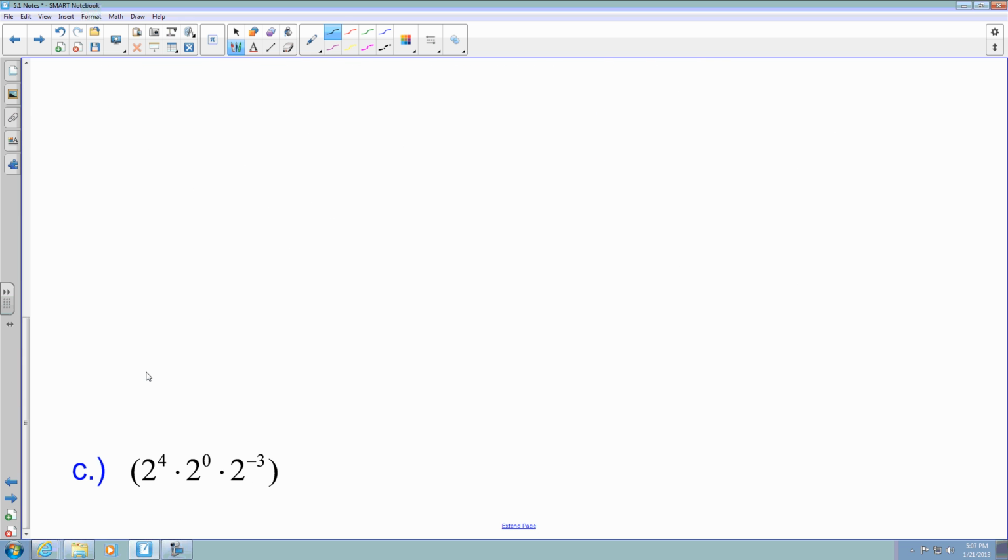And for c, I have 2 to the 4th times 2 to the 0 power times 2 to the negative 3rd. So what I'm going to do is use the product of powers property, and I have the same base of 2, so I'm just going to add my exponents. So I got 4 plus 0 plus negative 3. So that ends up being 1, and so that ends up equaling 2. Okay?